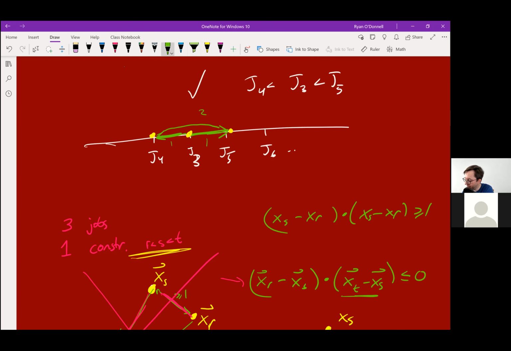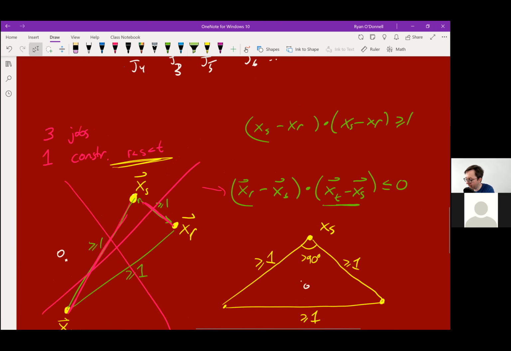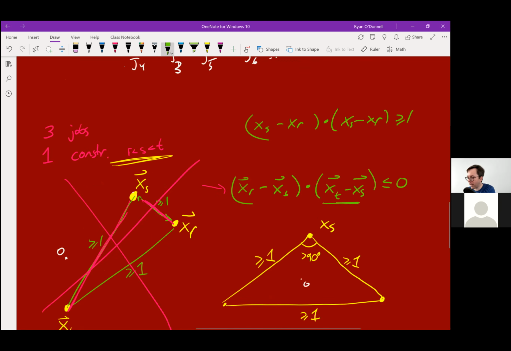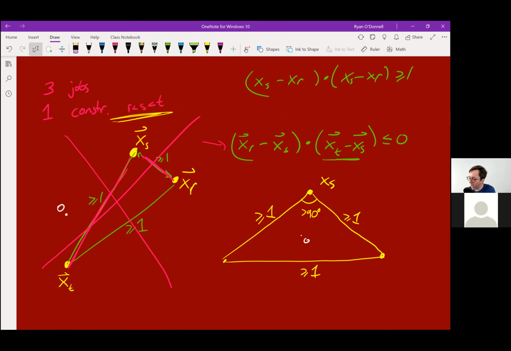Although actually, if this constraint were about J6, then these side lengths would still be at least 1, and this one would be longer. So a feasible, quote unquote, vector solution is similar, except that these vectors don't have to all be in the line. They can be sticking around in space, but somehow the condition is about these triangle side lengths being bigger than 1 and having this oblique angle constraint whenever you have one of these betweenness constraints.